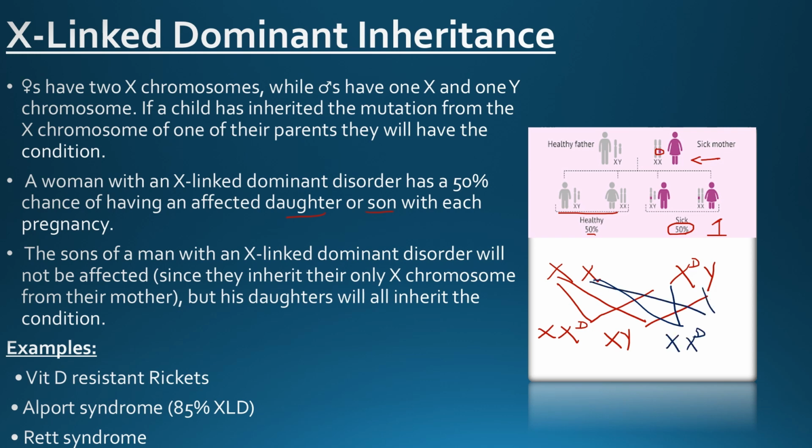So in this, we learn that both the daughters will be affected by the condition, whereas the sons will be spared because the father passes on the Y chromosome to his sons. Some examples of X-linked dominant disorders are vitamin D resistant rickets, Alport syndrome, and Rett syndrome.